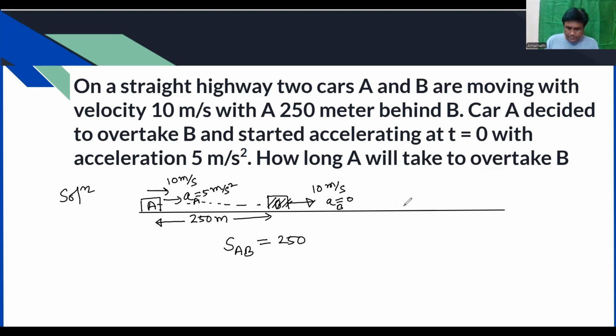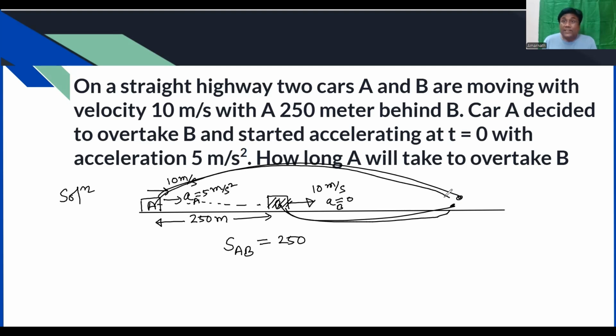Let me draw it. Say B comes to this position and A comes to this position, okay? So B's displacement is this much. A's displacement is this much. So what is the extra? That is 250 meter, okay? So B will find A is coming towards the right by 250 meter. So that is nothing but the displacement of A with respect to B, okay?